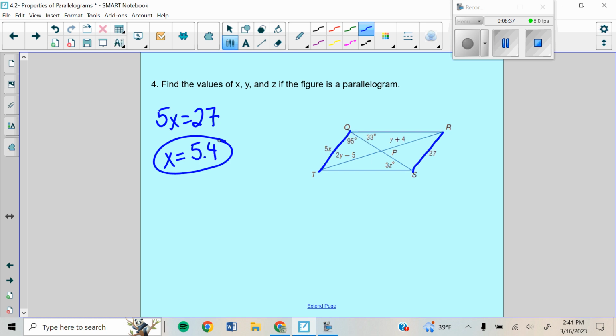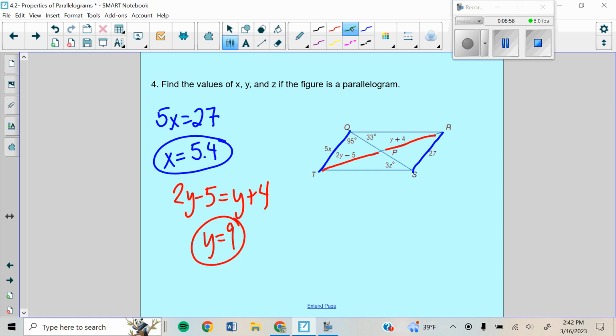All right, we're going to go ahead and look at finding y. 2y minus 5 represents that. y plus 4 represents that. So those two should be congruent because diagonals are bisected. So I'm going to minus y. I'm going to add 5. And y equals 9.